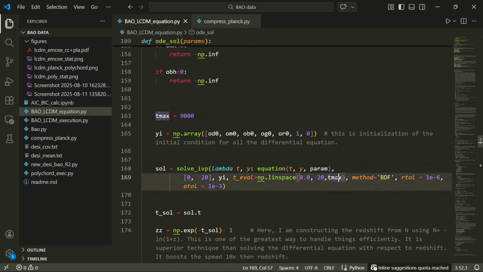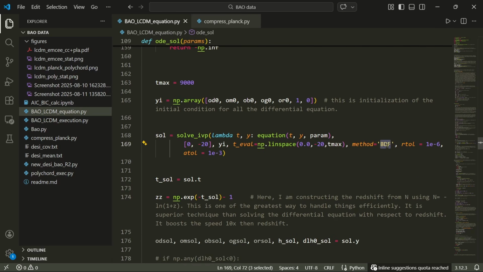So I have divided by t max because 9,000 is a very huge number from 0 to minus 20. So it is giving me the precision that we want. We should not use 1 lakh. It's a waste of computation. So we have to be very discreet about how we are dividing these points. I am using the BDF, the backward differentiation formula, backward derivative steps, and the accuracy must be good, otherwise I am not going to get a good result.